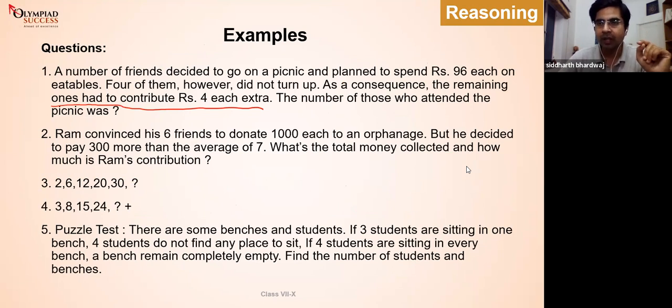1000, right? But he decided to pay 300 more. He himself, because he was the torch bearer, meaning he was actually convincing everyone. So he decided that he should pay something extra. Correct, right? So he decided to pay rupees 300 more than the average of the 7 people. What is the total money collected and how much was Ram's contribution?